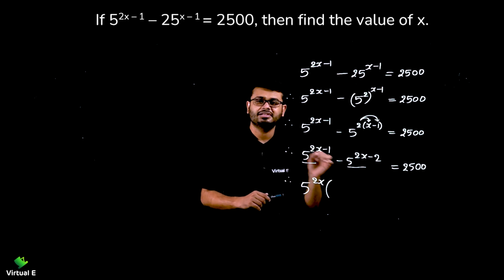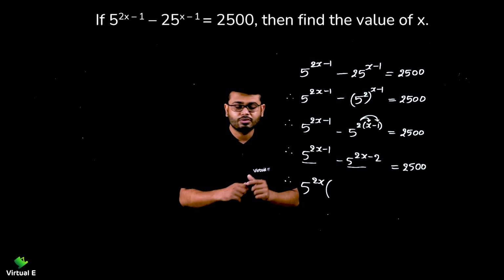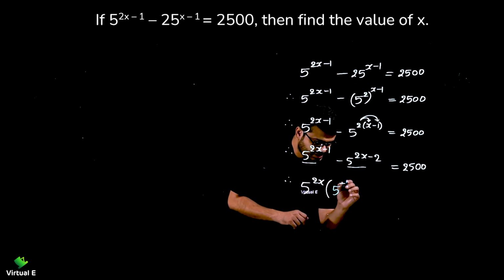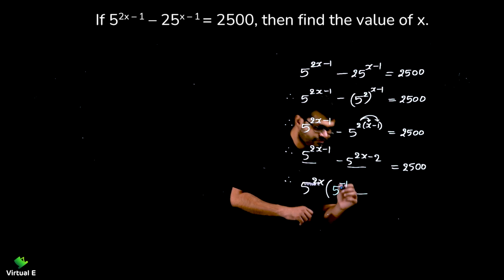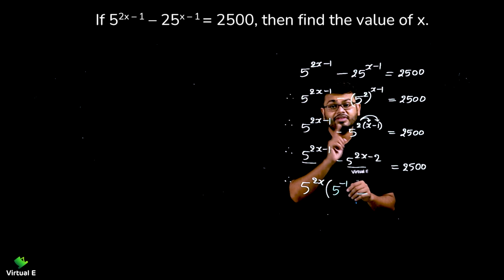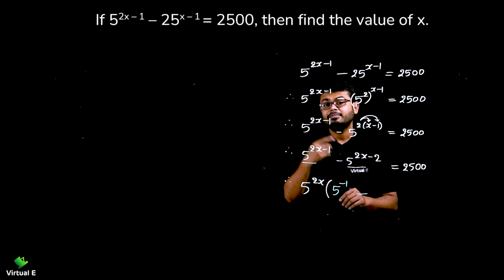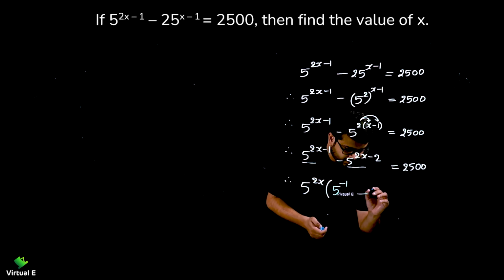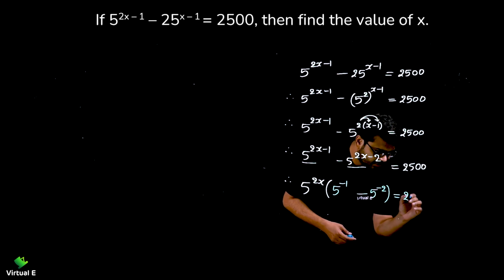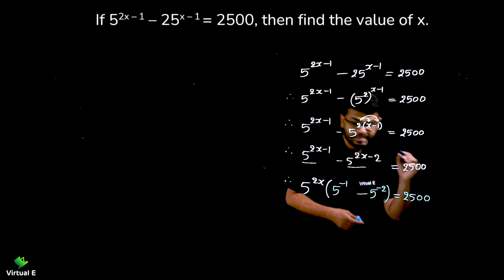Are we going to only write minus 1 into the power? No, don't do that. See, 5 as it is you need to write and minus 1 as the power. Then a minus sign between them. Here also 5 raised to 2x is common, so that term we are not going to write, but we are going to write minus 2 with the power of 5. So 5 raised to minus 2 over here and here 2500 as it is.